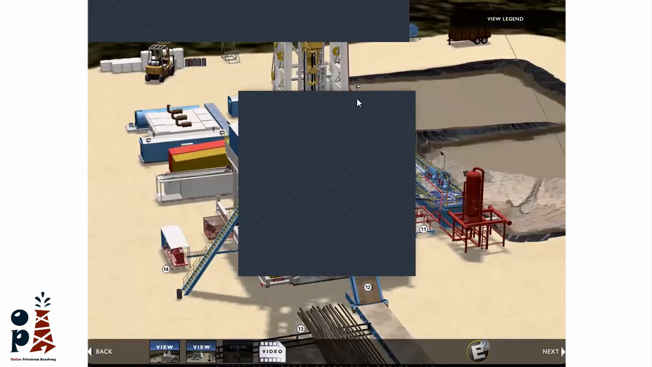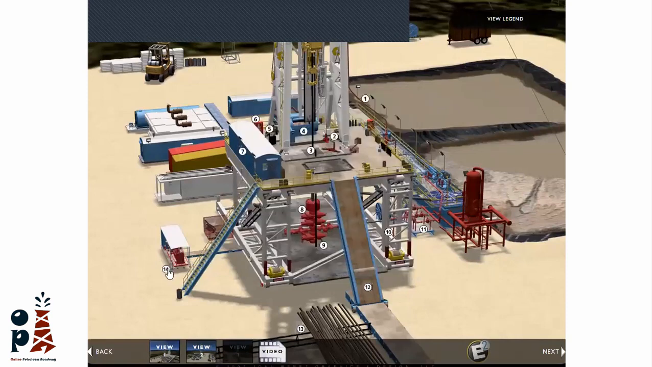Number 14. Where is number 14? Okay, this number 14 is called the koomey unit or accumulator unit. We can describe it simply as the switch of the BOP. You know, this BOP is a very big device and needs high pressure to close and open. So there are lines connected between the BOP and this koomey unit, and there is a pressure storage in the nitrogen bottles. We can use it in case of any failure of power.